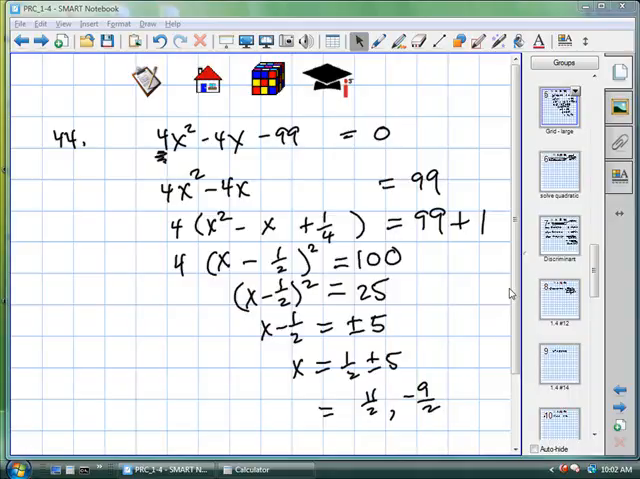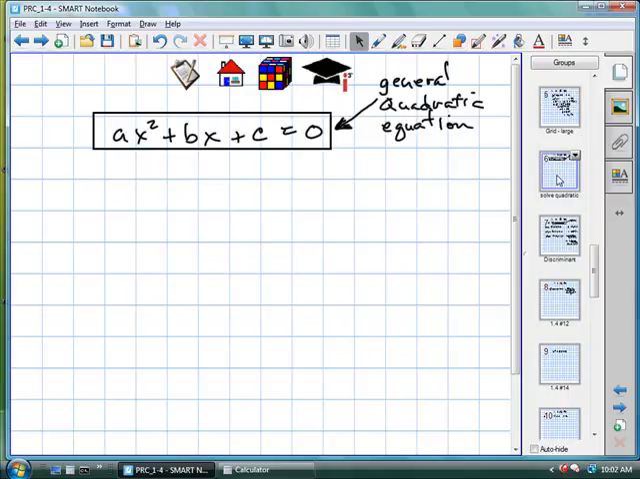All right. So let's see how good you are at this completing the square technique, because now we're going to take it to the nth degree. This could well be a final exam question right here. And here's the deal. Start with the general quadratic. That means any old quadratic.